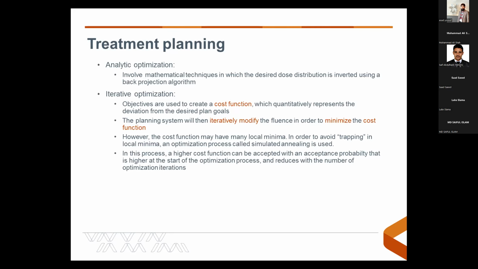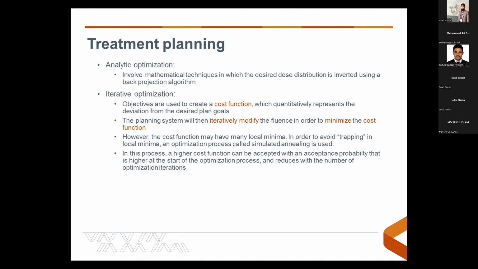And the second method is iterative optimization. The set of objectives are used to create a cost function, which quantitatively represents the quality of the plan, so the deviation of the current iteration from the desired plan goals. And the planning system will iteratively modify the fluence in order to minimize the cost function.